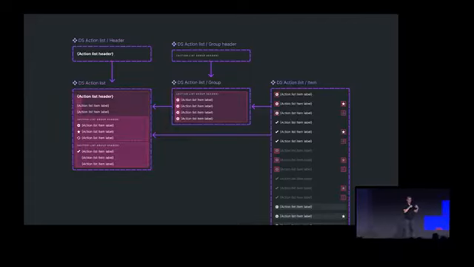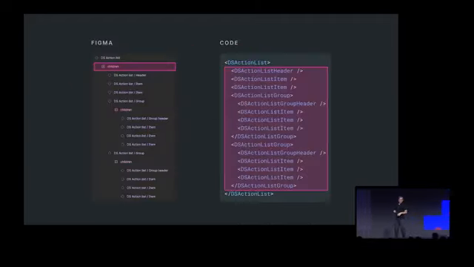Slots enable us to have lists that include a header, item, or group. Groups have group headers or items. Items now also have their own leading and trailing visuals. And so you can see that these slots start to nest up through our component architecture. Figma layers also reveal that nested structure too.